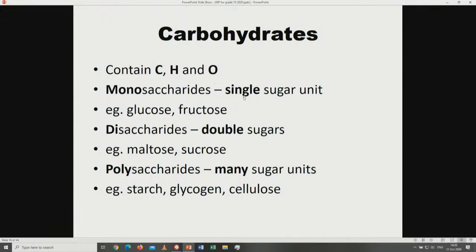Now monosaccharides are single sugar units. They only have one unit of sugar. For example, we have glucose and fructose. Now, when we join two monosaccharides together, then we form a disaccharide. This will be double sugars. Examples of disaccharides are maltose and sucrose. Polysaccharides are many sugar units. Now, if you take many monosaccharides, for example many glucose molecules, and you join them together, they will form polysaccharides such as starch. And other examples of polysaccharides include glycogen and cellulose.